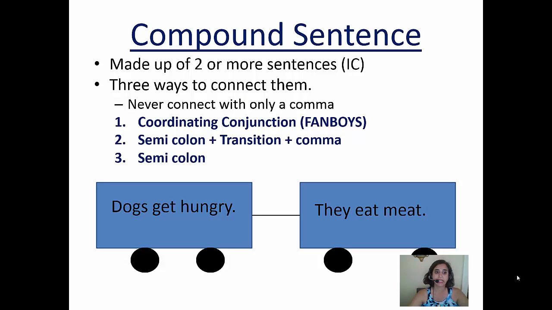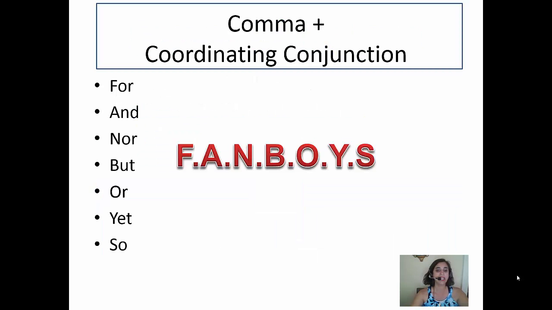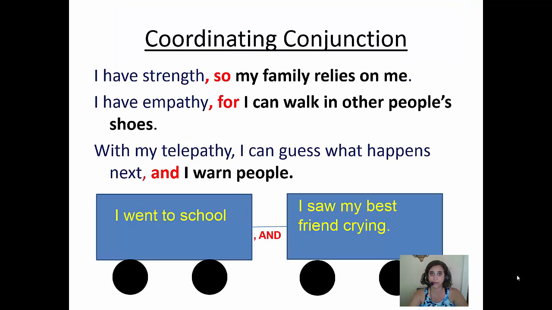There are three ways to connect them: using a coordinating conjunction, a semicolon and transition word with a comma, or just a semicolon. Let's start with looking at the coordinating conjunctions. The best way to remember them is FANBOYS: for, and, nor, but, or, yet, so.